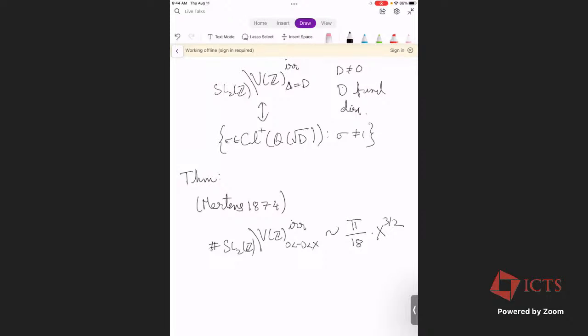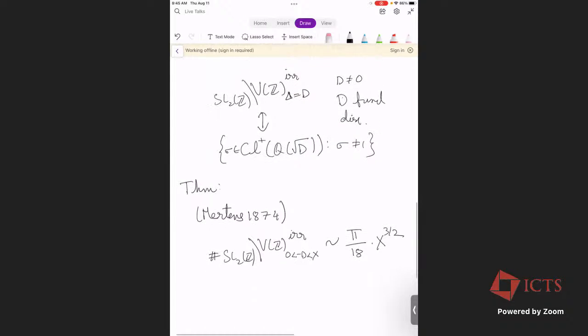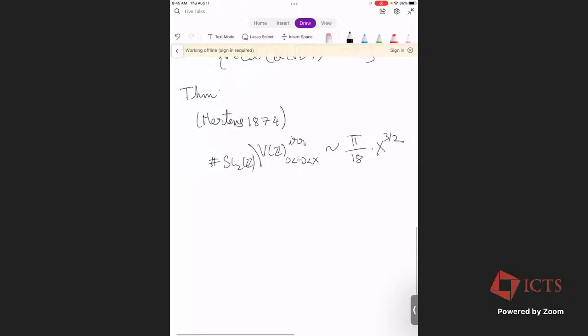Now, as you might expect, the positive discriminant case is significantly more difficult. And the reason it's significantly more difficult is because class numbers of real quadratic fields are difficult to study. You can't really separate the class number from the regulator. So you can't actually count the number of orbits, but you can count the number of orbits if you weigh it by the regulator.